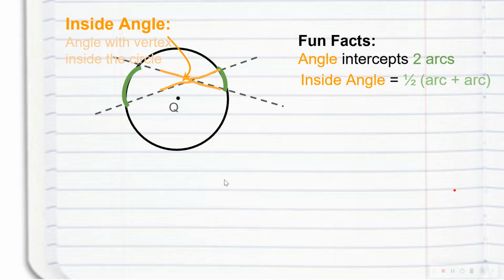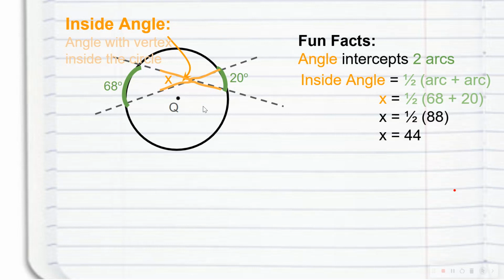So let's do a really quick example. What I did is I just labeled 68 degrees, x degrees, and 20 degrees. Remember, the angle is the pointy part, so x is my angle. It's going to go right here, x equals 1/2, and the arcs are the curvy parts. So make sure you plug it into the formula correctly. I'm going to do my parentheses, my grouping together, so 68 plus 20 is 88, and then I'm going to take half of it, so x equals 44.